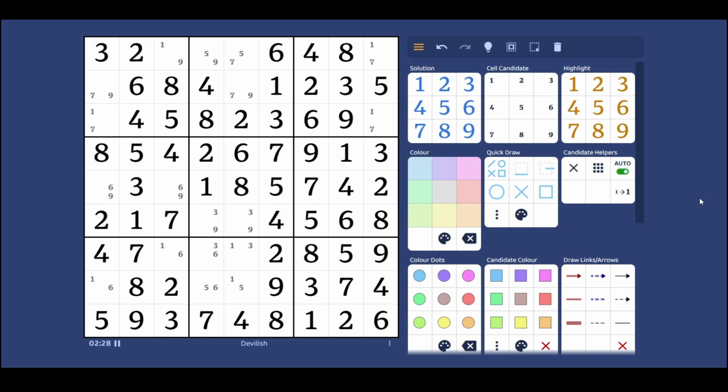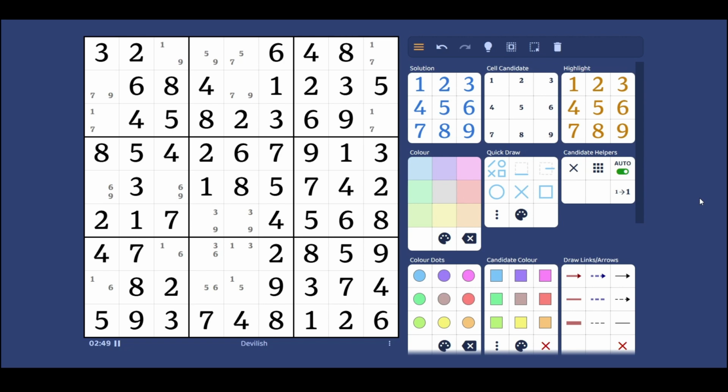Binary universal graves are what happen when we extend a deadly pattern to our entire grid. And this happens when every remaining cell in a grid has 2 potential candidates, and each instance of those candidates appears exactly twice in each house. So here we have an example.